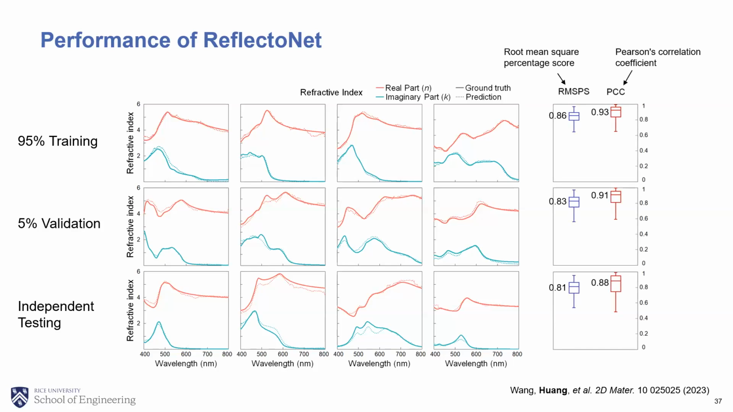Next slide. So we then generated 2 metrics to evaluate the overall performance of ReflectorNet. These metrics are RMSPS, the root mean square percentage score, and PCC, Pearson correlation coefficient. You can see their values are very high, especially the PCC. So this shows that ReflectorNet is very good at recognizing the overall shapes and trend of the curves.